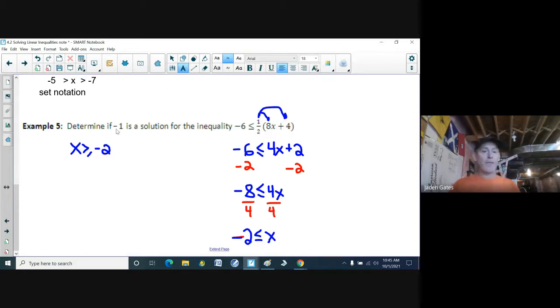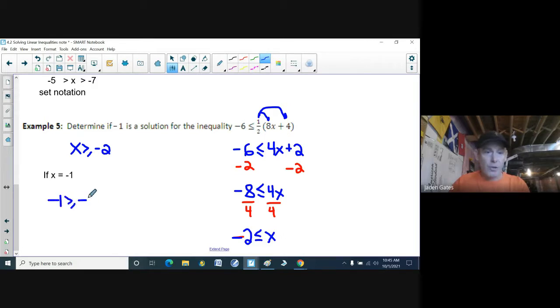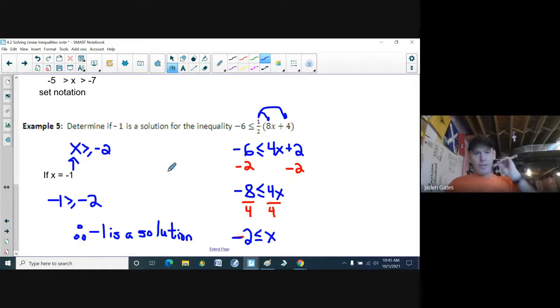So, determine if -1 is a solution for the inequality. Well, if x is equal to -1, then -1 is greater than or equal to -2, just substituting into my inequality over here. And so, yes, therefore -1 is a solution. The thing with inequalities is there are millions and millions of solutions, but we're just asking, is this one a solution? Yes, it is. So I solved the inequality, then plugged it in, and found out whether it was or not.